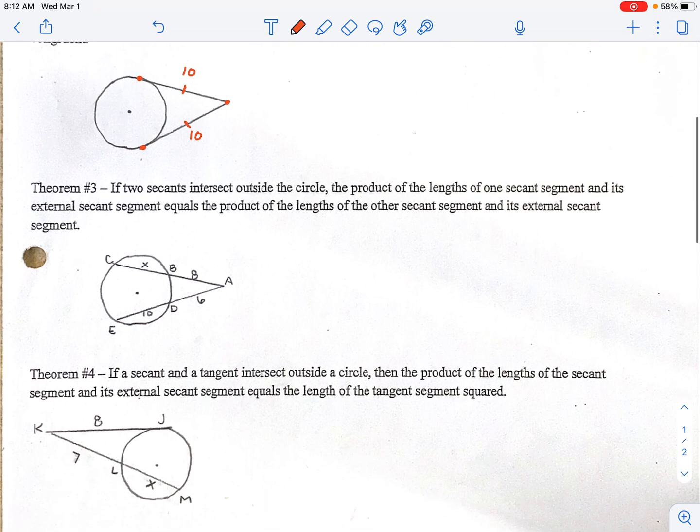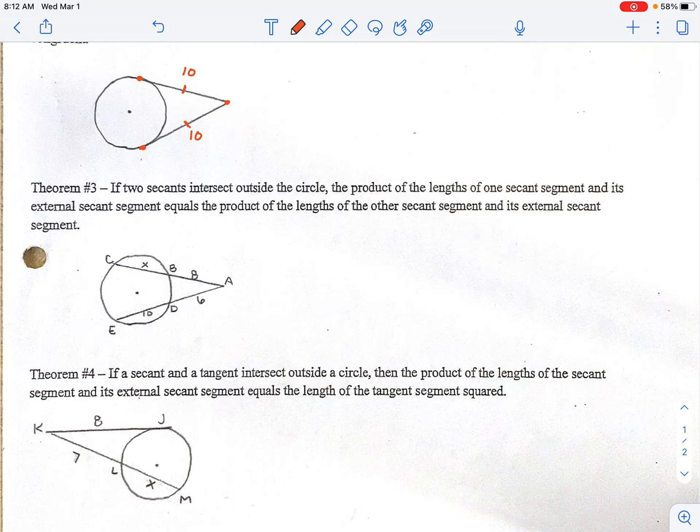The new ones are these, when we have multiple lines in multiple different parts. So it says if two secant lines meet on the outside of a circle, the product of the lengths of one secant segment and its external secant segment equals the product of the other one. That means a whole lot, but here's how I remember it.